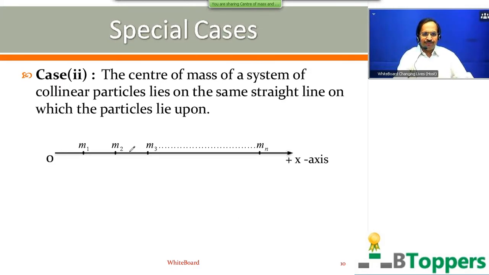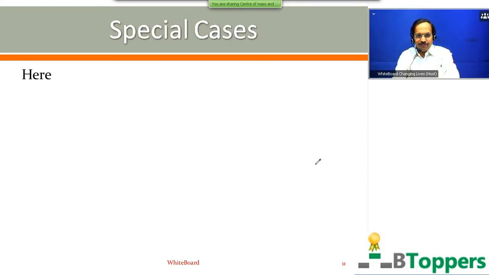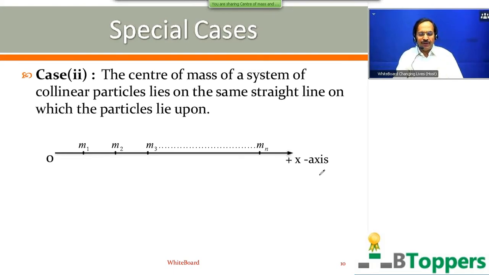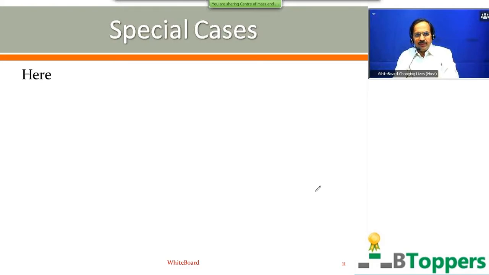That means in the figure I have shown a system of n point masses m1, m2, m3 up to mn which lie on a straight line. Where is the origin of the coordinate system? We are choosing the line joining all the particles as the x-axis. Can copy down the conclusion first. Case 2. In case you need more time, you can take a pause and copy down. I'm going to show the continuation.